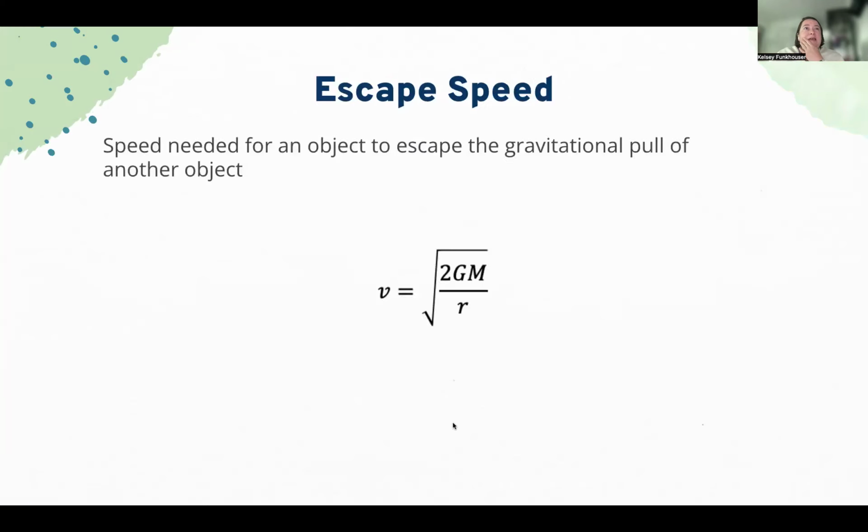There is the escape speed, which is the speed needed for an object to escape the gravitational pull of another object. This comes from conservation of energy again. But you can also refer to this equation, which is the square root of 2GM over r, where M is the mass of the object you're trying to escape from.